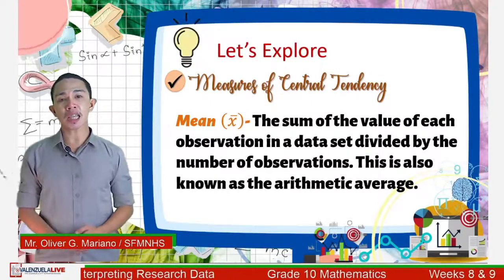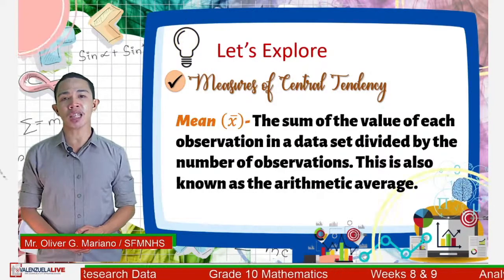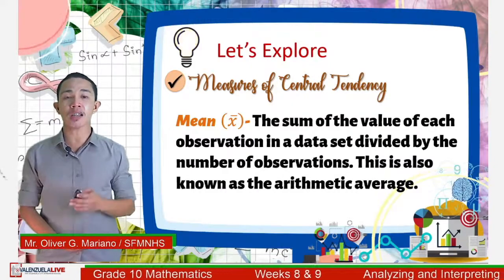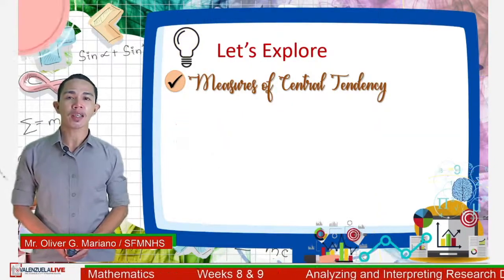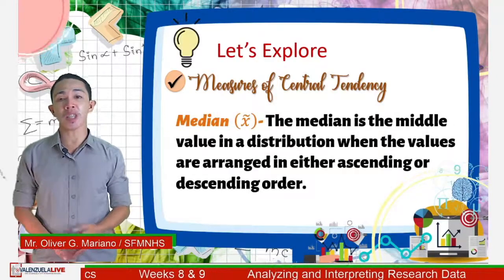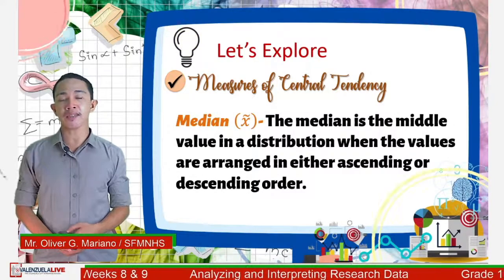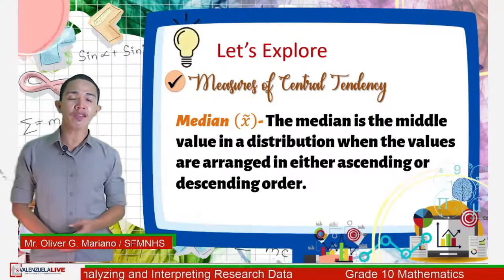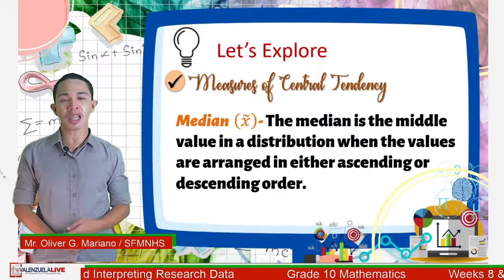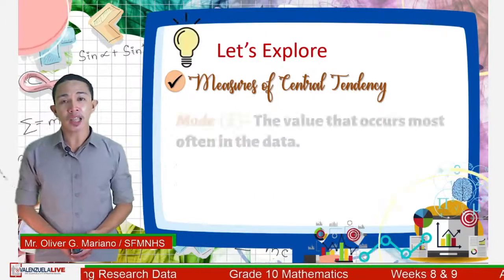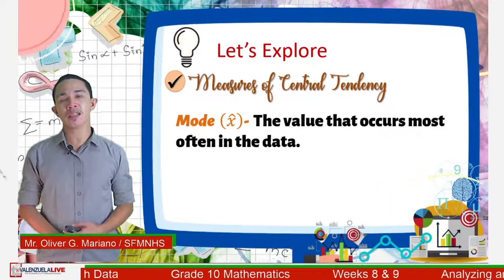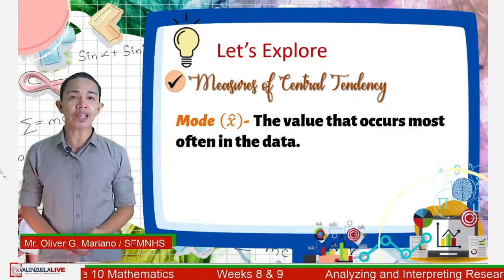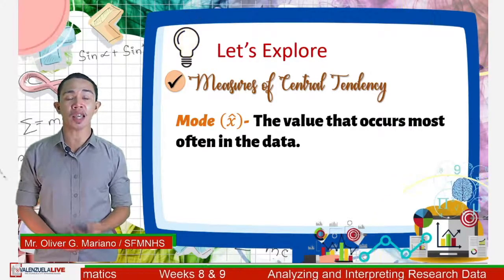The mean is the sum of the values of each observation in a data set divided by the number of observations. This is also known as the arithmetic average. Another measure of central tendency is the median, which is denoted by X curl. The median is the middle value in a distribution when the values are arranged in either ascending or descending order. And we also have the mode, which is denoted by X hat. This refers to the value that occurs most often in the data.